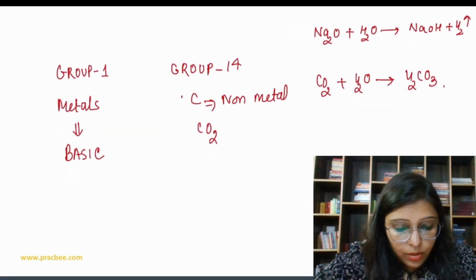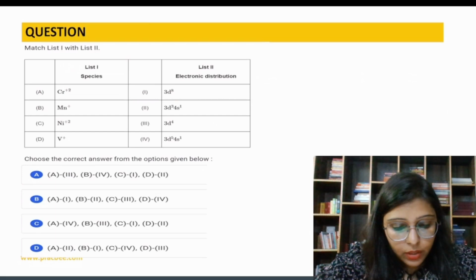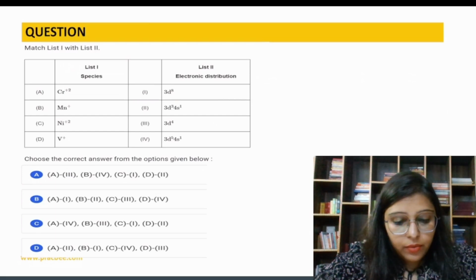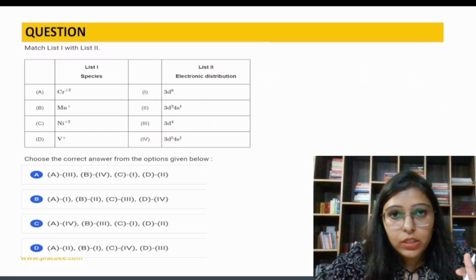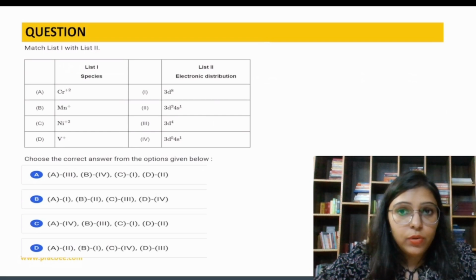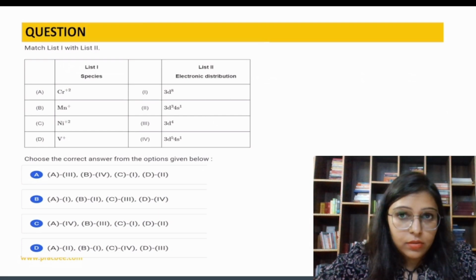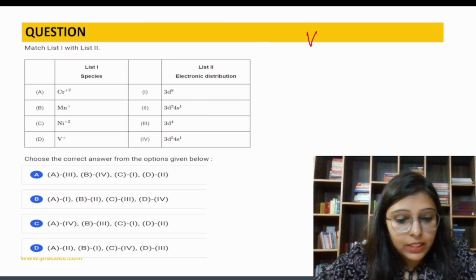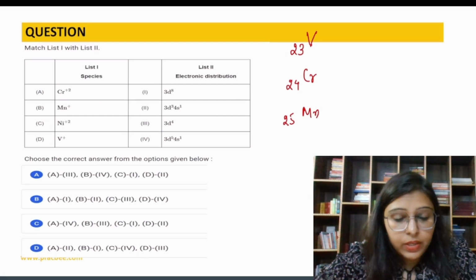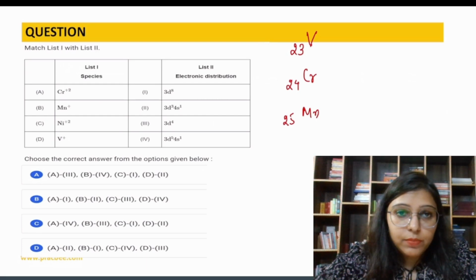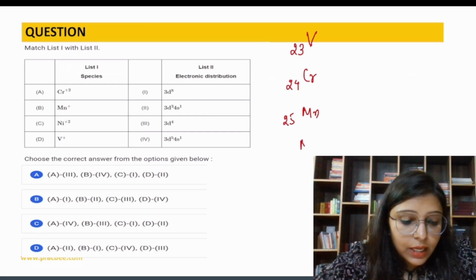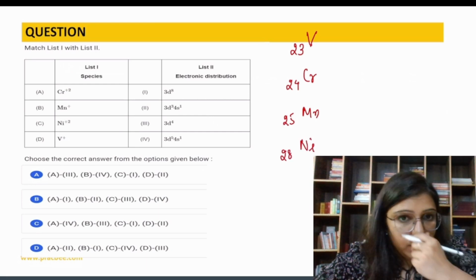Okay, now let's do the next question. Okay, we have to write down the correct electronic configuration, right? Outermost. So it's very simple. First, you should know the atomic number of these elements. So scandium, titanium, vanadium. So vanadium is 23. Then chromium 24. Then manganese 25. Scandium, titanium, vanadium, chromium, manganese, iron, cobalt, nickel. So nickel is 28. Okay.